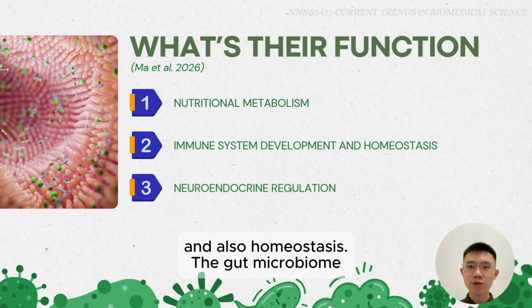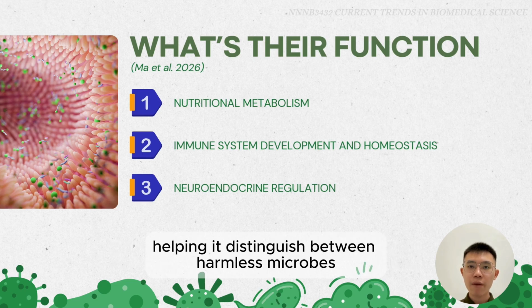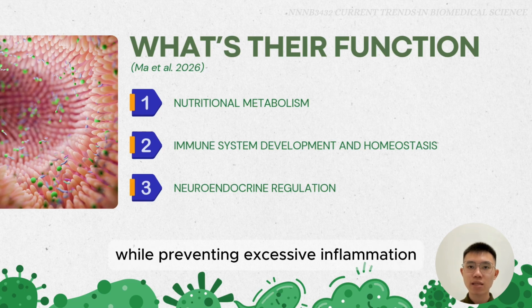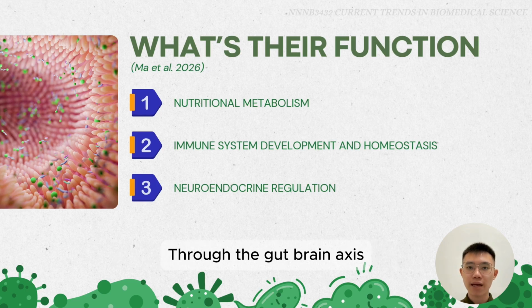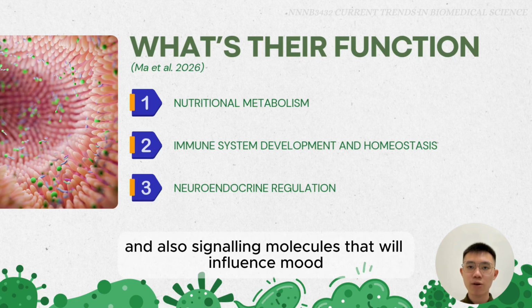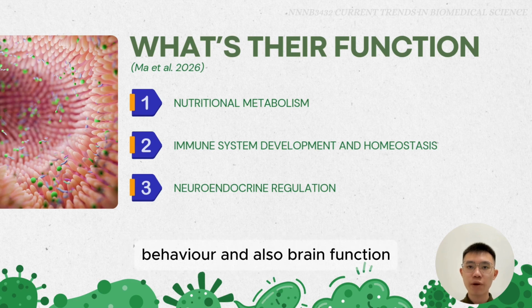The gut microbiome trains and regulates our immune system, helping it distinguish between harmless microbes and also harmful pathogens while preventing excessive inflammation. Third is neuroendocrine regulation. Through the gut-brain axis, gut microorganisms communicate with the brain by producing neurotransmitters and also signaling molecules that will influence mood, behavior, and also brain function.